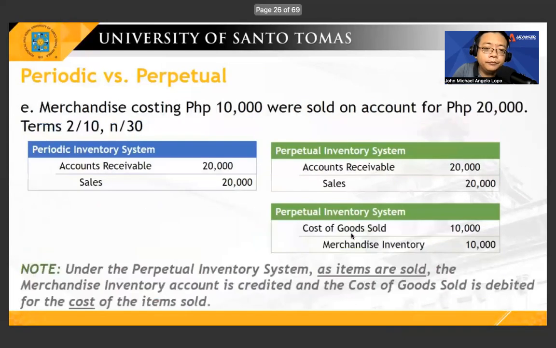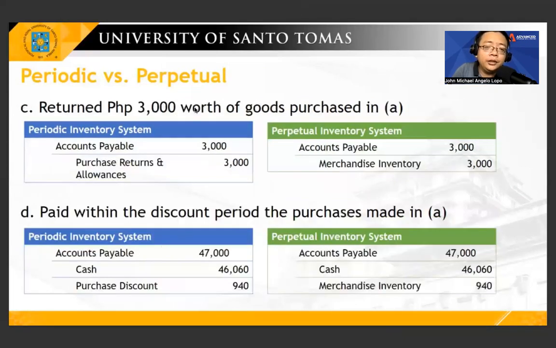Okay. If you return the 3,000, it is purchase returns and allowances. So, binalik mo yung 3,000. Sa periodic, specific, accounts payable, of course, babawasan mo yung accounts payable, and you credit here purchase returns and allowances of 3,000. But in the perpetual inventory system, parehas naman to, pero instead of crediting purchase returns and allowances, you credit merchandise inventory of 3,000.